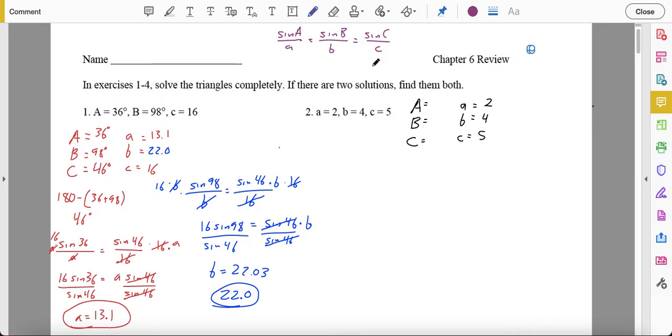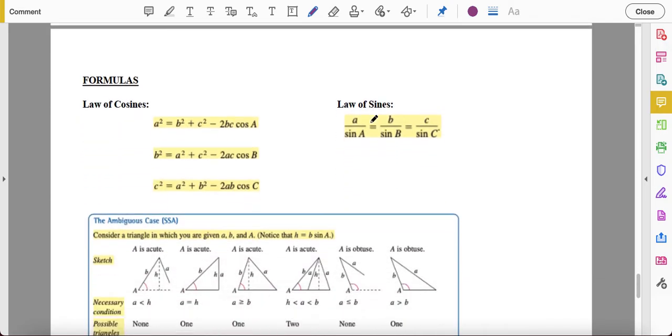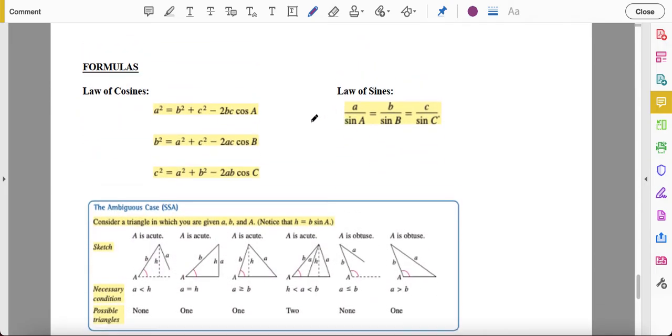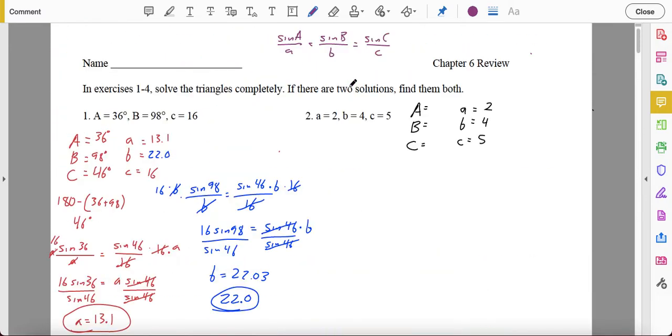So we can't use this because we don't have any angles. So we've got to stick with the law of cosines. It doesn't matter, there are 3 versions of the law of cosines. Remember, we've got law of cosines here, law of sines here. So law of cosines, recall, we've got 3 different versions. We're going to start with the one that starts with A and ends with cosine A.